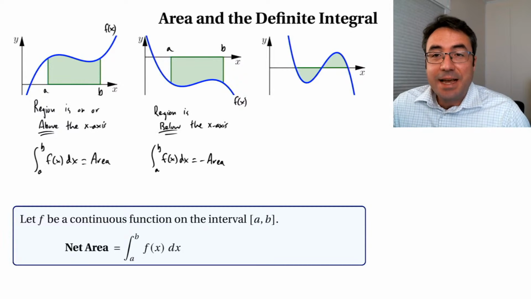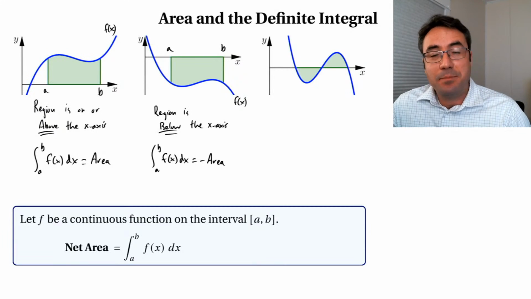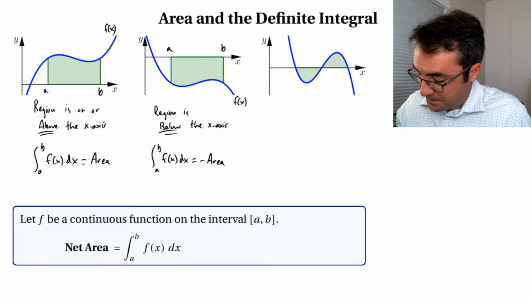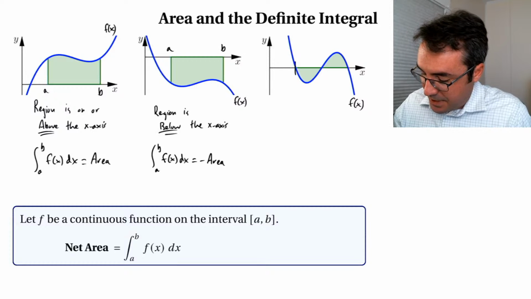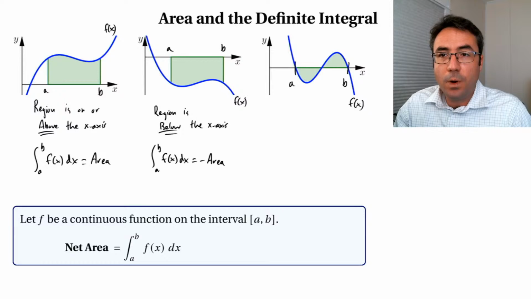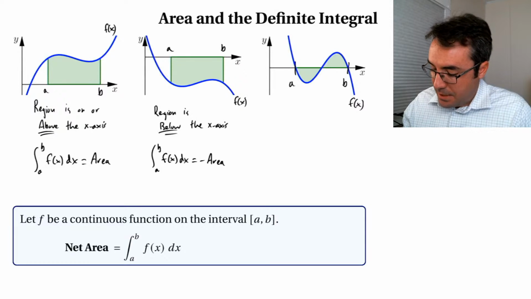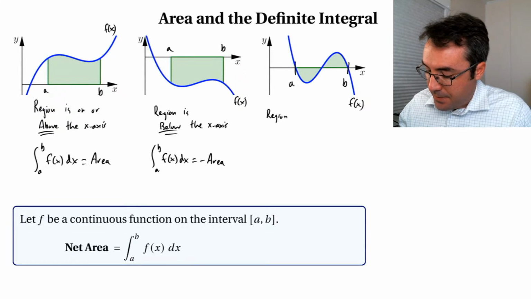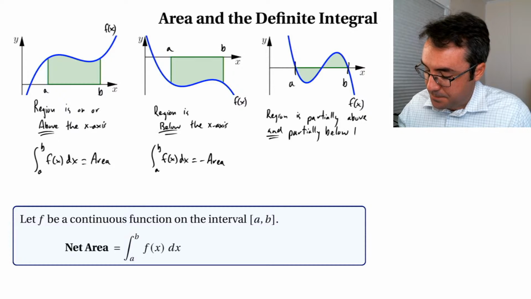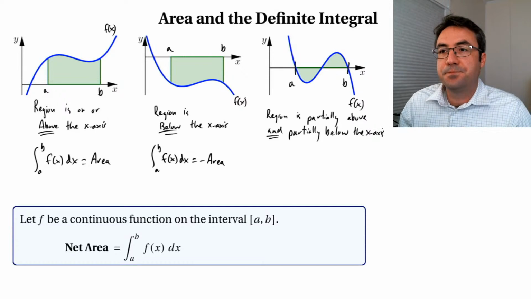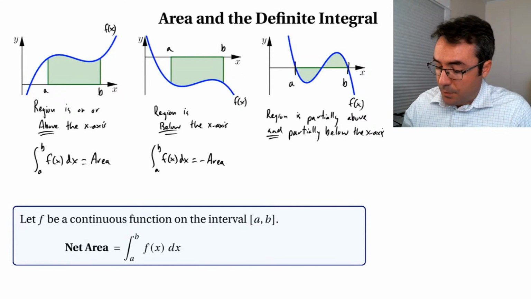And then finally, in that last picture, here we have a function that goes above and below the x-axis. And so let's say we are looking at in between a and b. We could still talk about the definite integral, but the question is, what does that definite integral represent? So here we have a region that is partially above and partially below the x-axis. So the question is, what does the definite integral represent in this case?